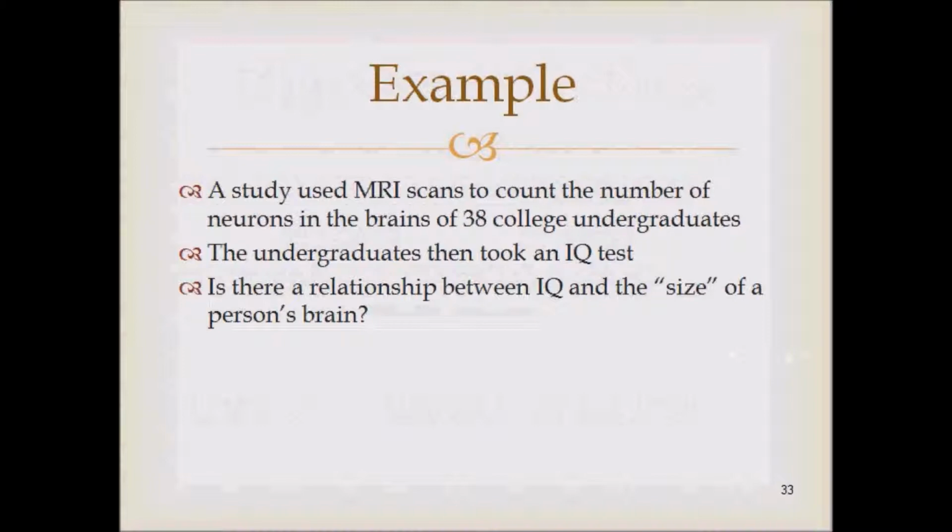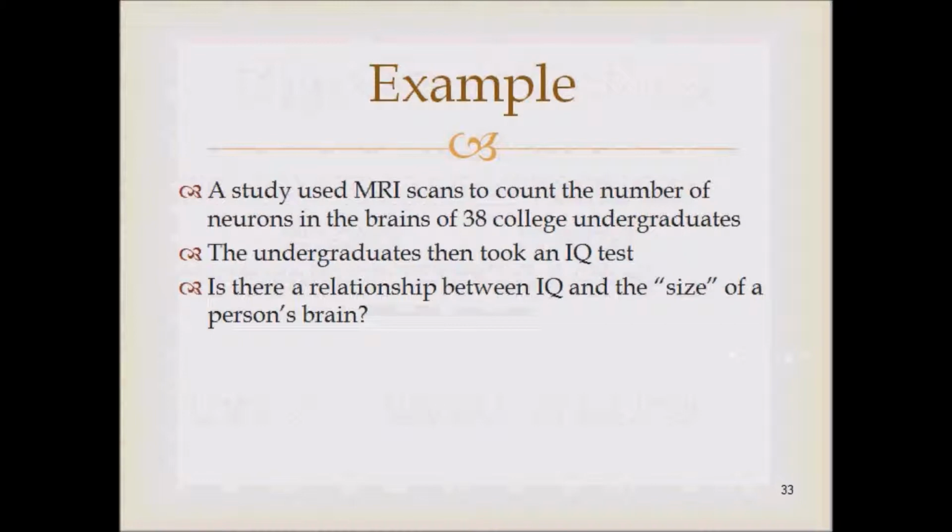So here's an example. We're looking at a study of MRI scans to count the number of neurons in the brains of 38 college undergraduates. The undergraduates took an IQ test, and we want to determine if there's a relationship between IQ and the size of a person's brain as measured by the number of neurons. Okay, so each person, each of these 38 students, contributed 2 scores. They have the number of neurons in their brain, and they have their IQ score. Okay, so the following data is going to give us calculations that are going to determine our correlation.